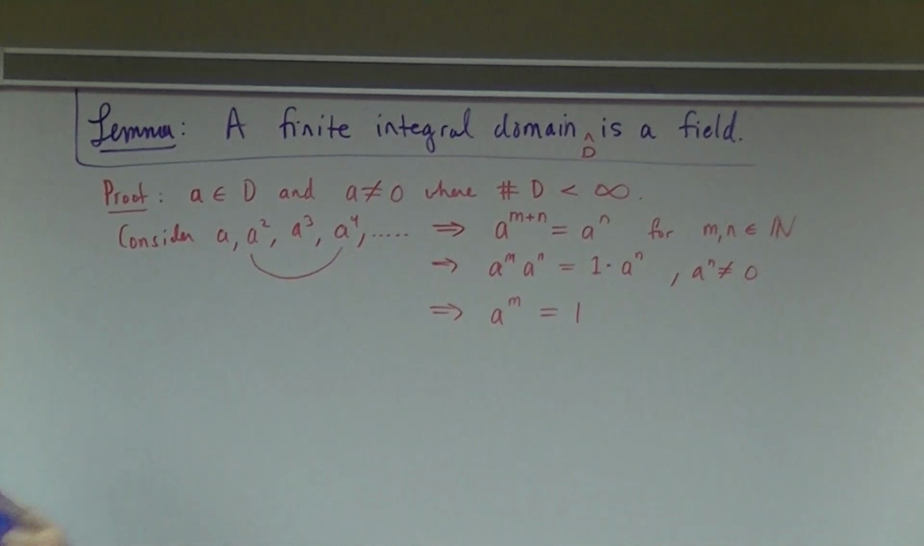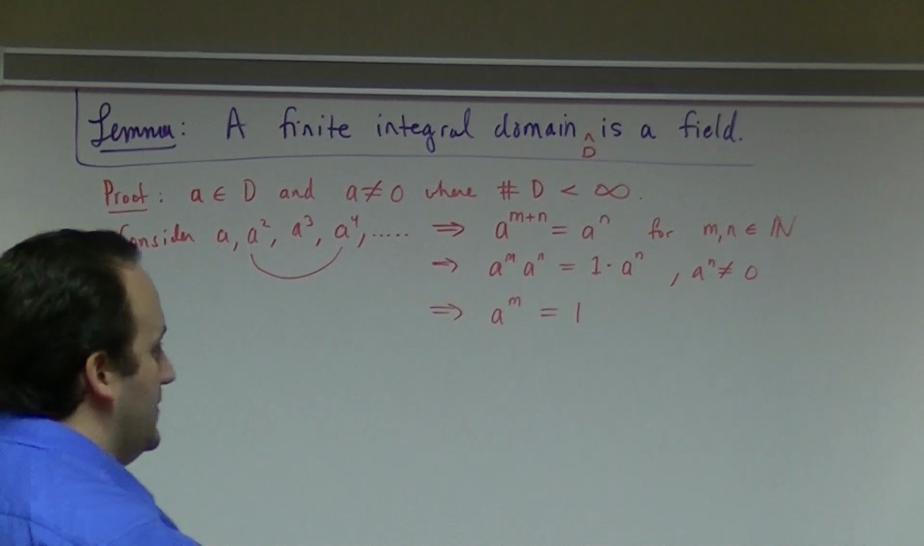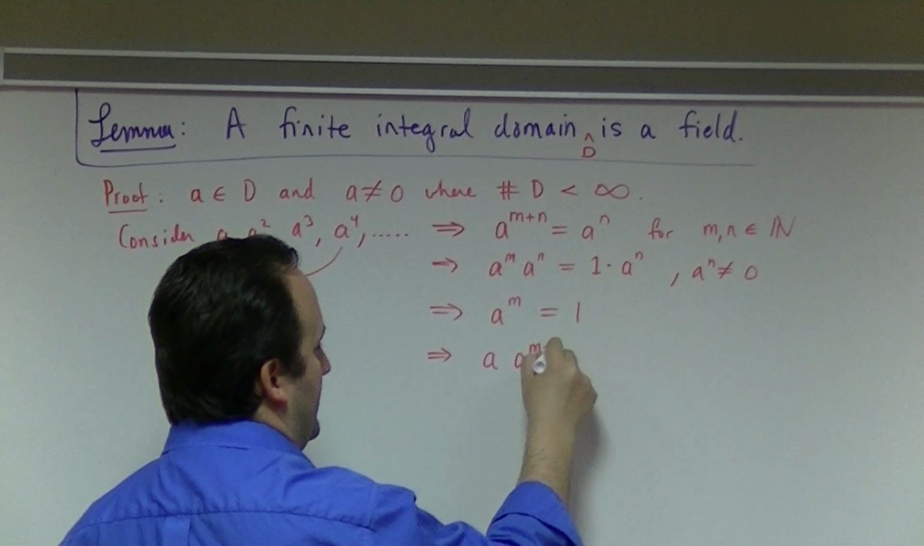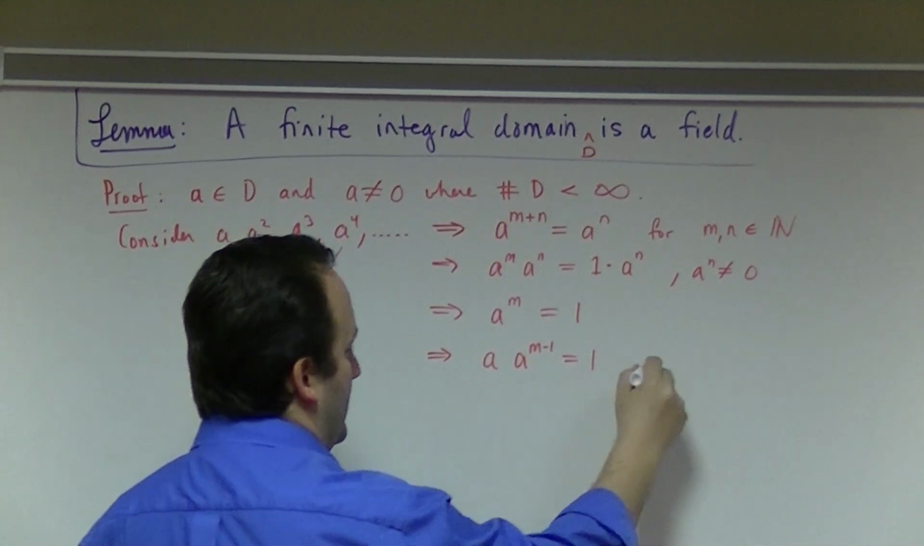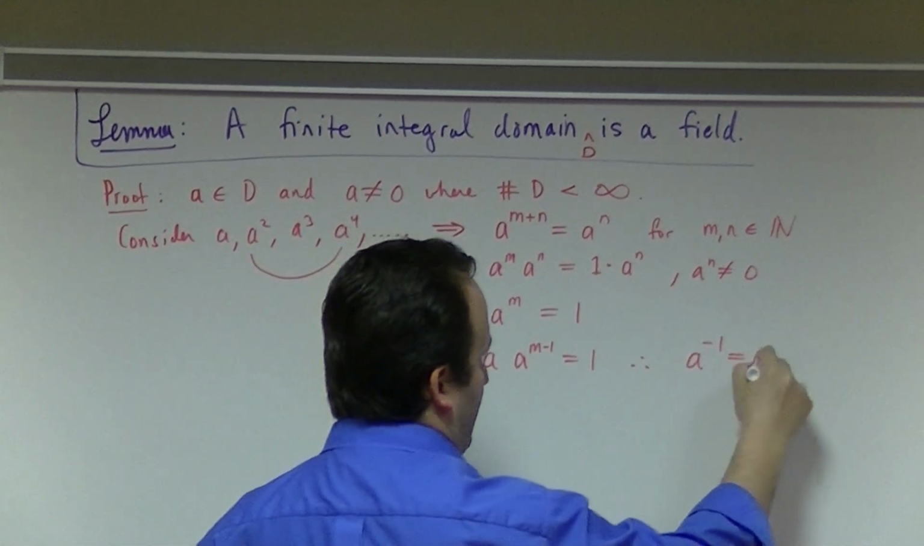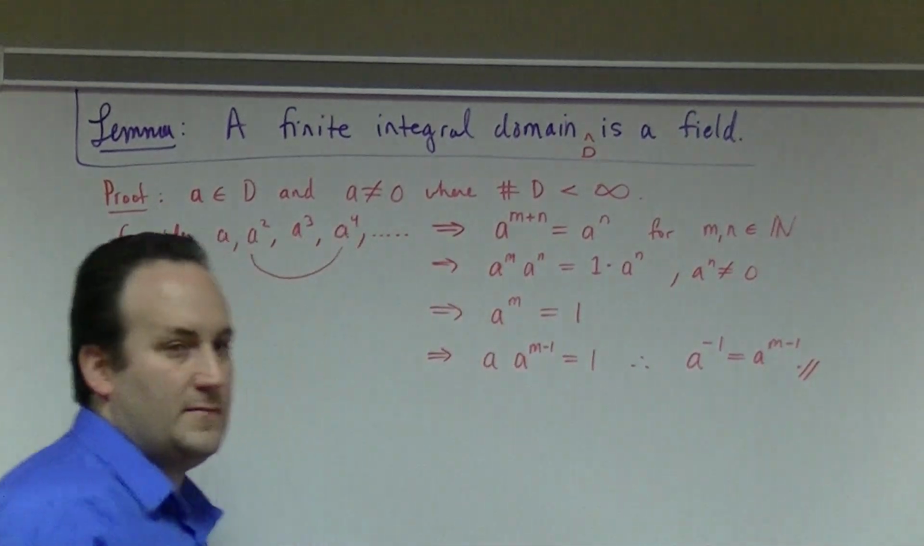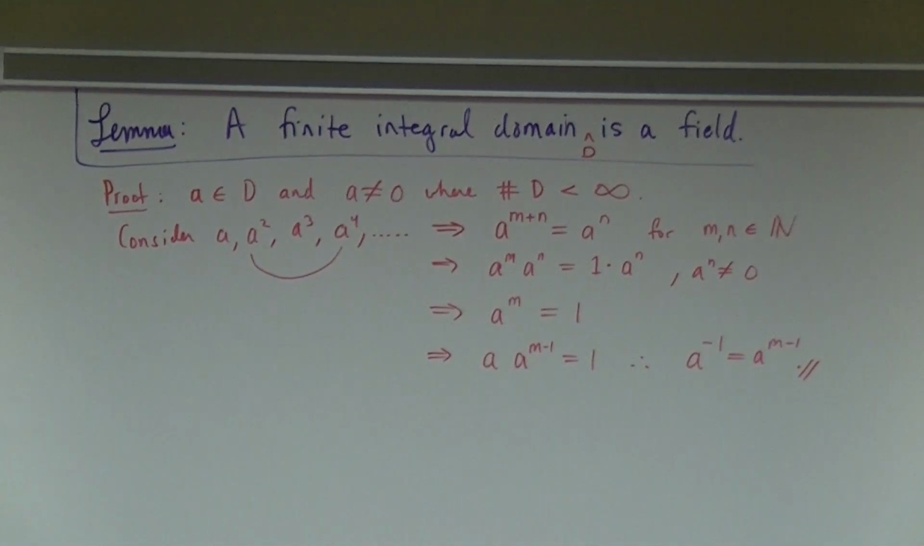The roles of n and m are flipped in the book and in my notes. Don't be bothered by that. They're just labels for the idea. Hence a times a to the m minus 1 is equal to 1. So therefore a inverse is equal to a to the m minus 1. And that's it, because a was arbitrary. So we just showed that an arbitrary non-zero element of the finite integral domain has a multiplicative inverse. Consequently, a finite integral domain is a field.